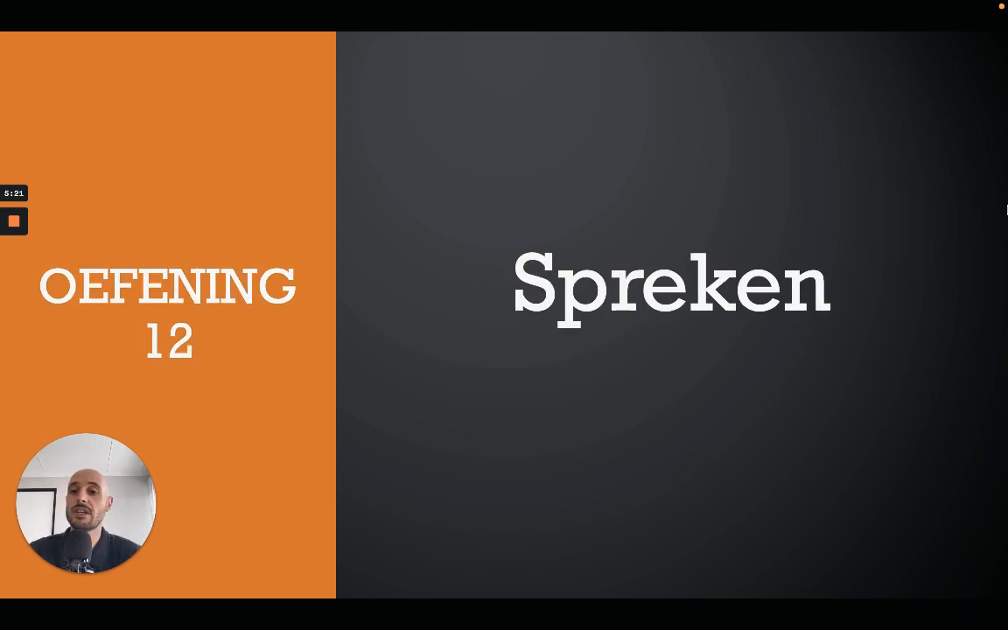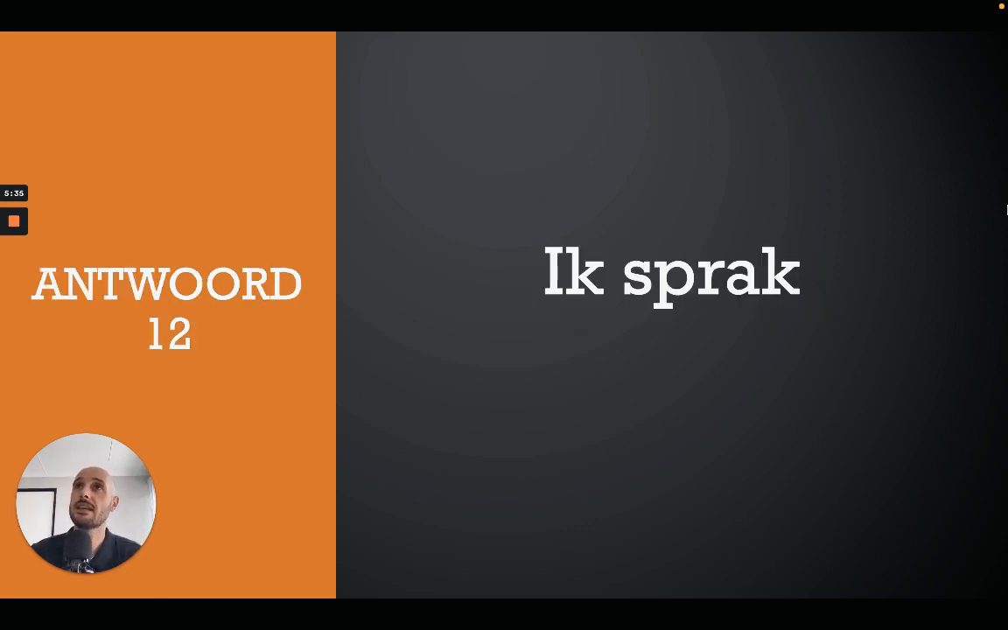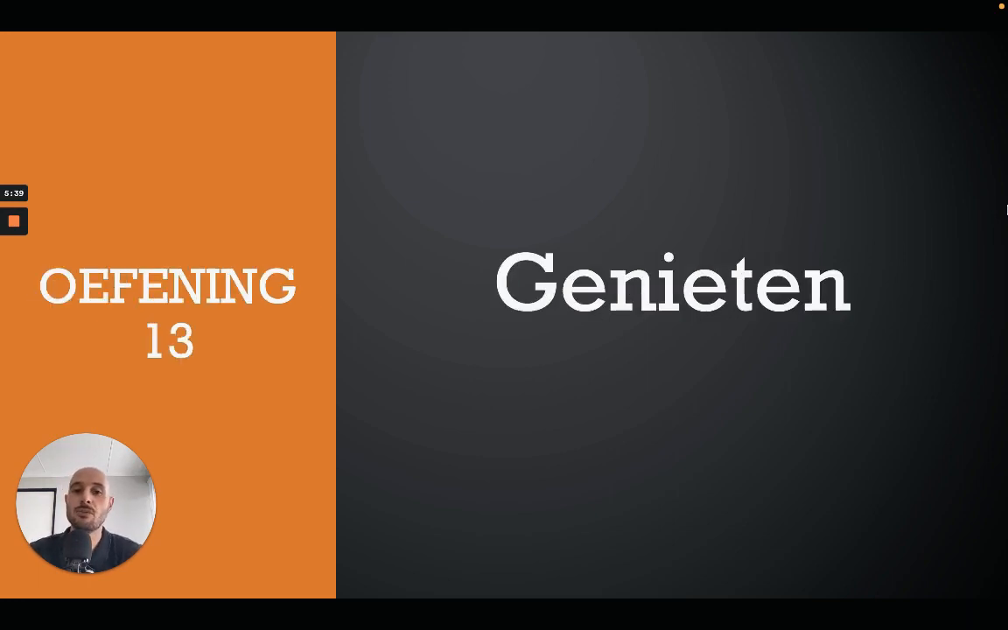We'll go to oefening 12, exercise 12, and we have spreken. Spreken is to speak. In English, it's irregular, I spoke. In Dutch, it's the same. So how would you say I spoke in Dutch? Well, that would be ik sprak. Ik sprak.